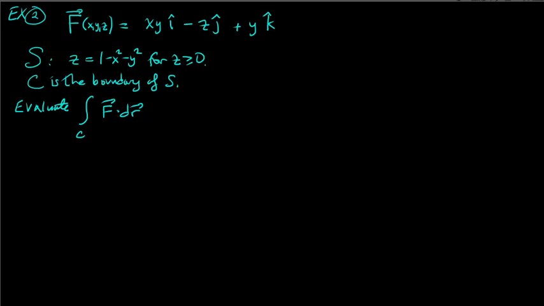Okay, so here's our vector field, xy times i minus z times j plus y times k. And the surface S is a paraboloid, z equals 1 minus x squared minus y squared, right? So it's going to be upside down, but it's for z greater than or equal to 0. Okay, so the surface is just a paraboloid. So here's 1 and negative 1, 1 and negative 1, and then z equals 1 as well. And that's looking a little like a sphere.